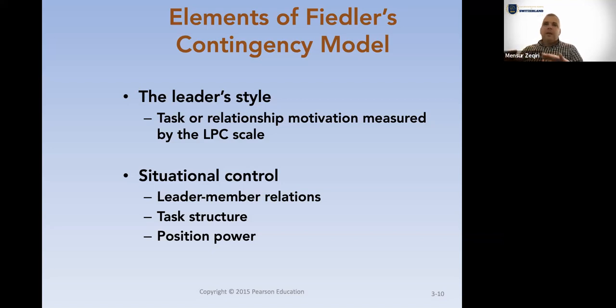And for them, the least preferred co-worker is often someone who has been disloyal and unsupportive, rather than incompetent. So it's not that they identify someone as least preferred because they cannot do the task; it is because they have not been loyal to the group and not supportive to the group, but not that they have been incompetent.